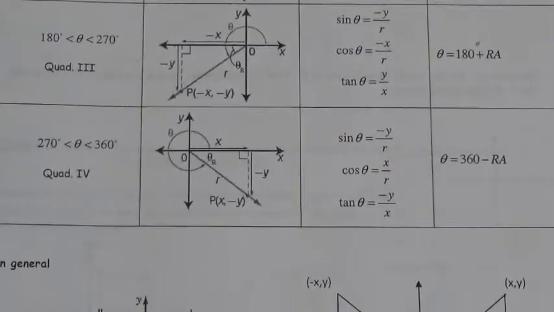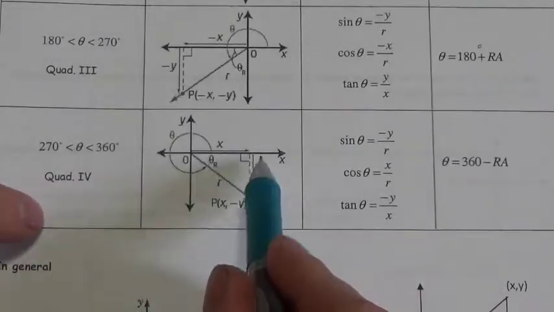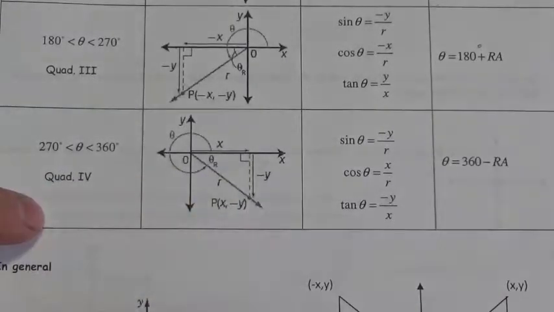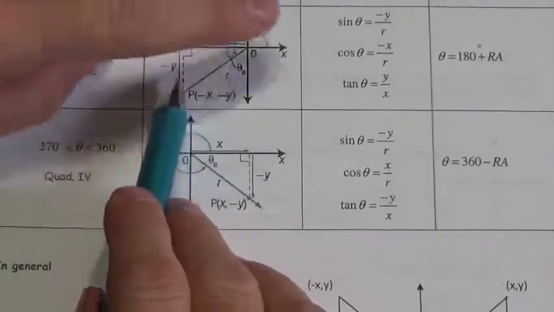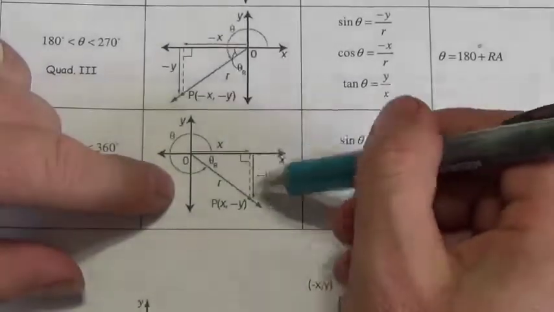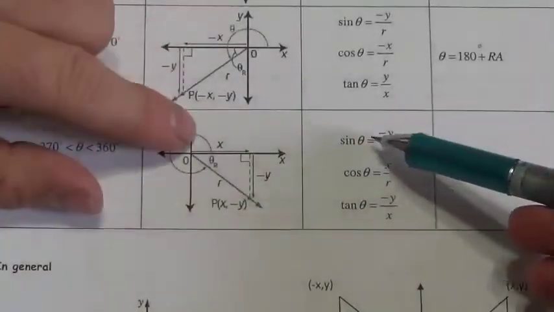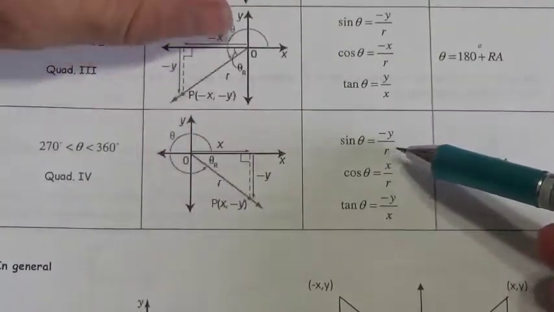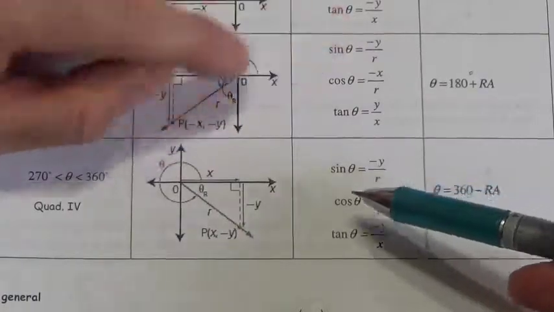And then lastly, we're going to look at what happens when we move into the fourth quadrant, and that's going to be an angle between 270 degrees and 360 degrees. In this case, it's like taking this triangle and flipping it back over the y-axis. Notice that the y coordinate here is still negative, but x is now positive. So sine will be negative. Sine will be negative y over r. And again, I want you to notice that that's the same as it was in the third quadrant.